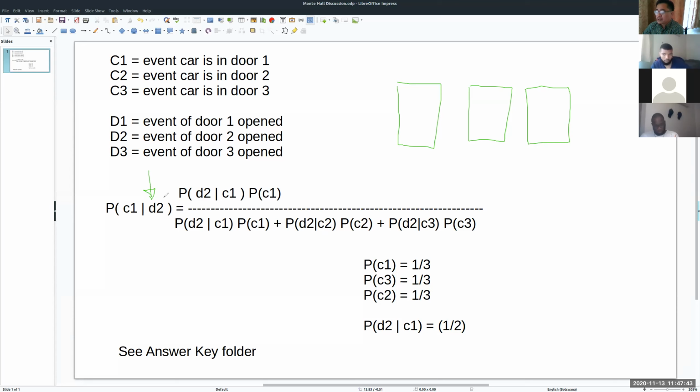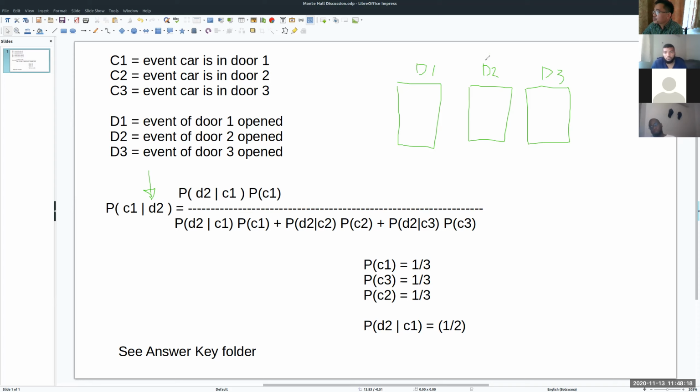Okay. So anyway, from the point of view of the player, we say you choose door two, and what is the probability that given door two is open, the car is in door one? So you choose door two. And then one of the other doors will be opened by the host. If you choose door two, door three will be opened by the host, and so you are left with door one, right?